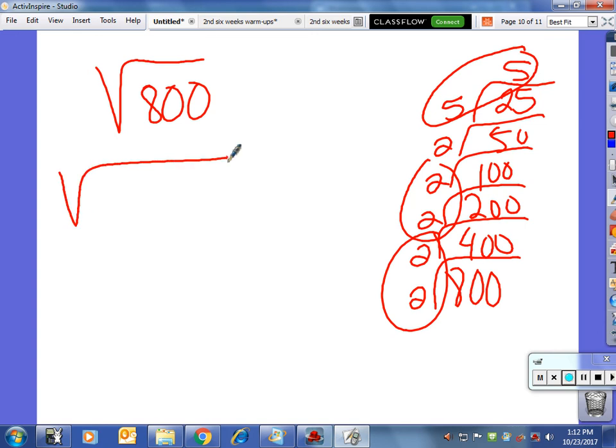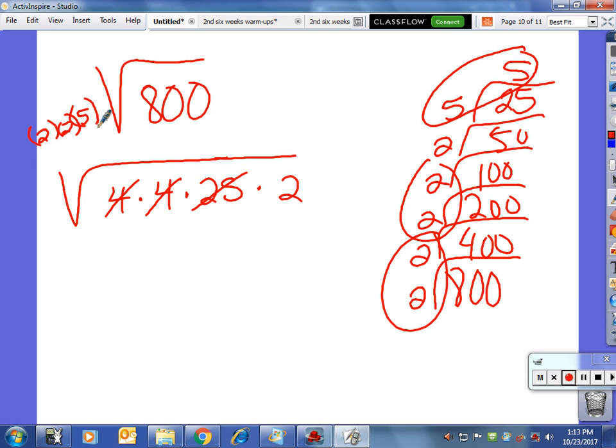So, what are my perfect squares? 4, 4, 25, and what else is left over in there? That last little 2. Okay, what is the square root of 4? 2, so I'm going to bring a 2 out. What's the square root of this 4? Also a 2. What's the square root of this 25? So I brought out a 2, and a 5. What is that? 20. What stays in? That lonely little 2.